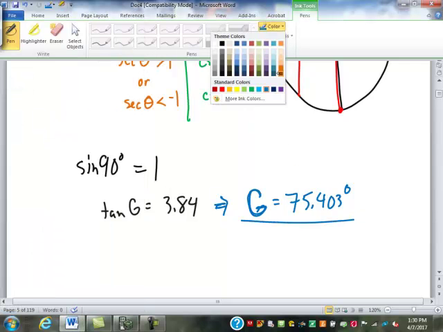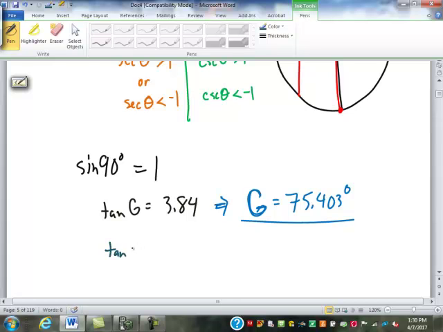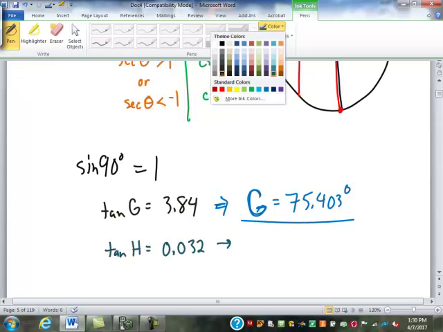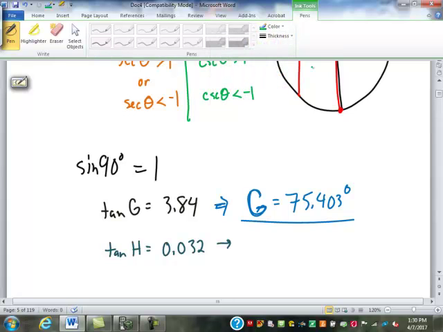How about if I tell you the tangent of H equals 0.032? 17.744. So you can see tangent has no restrictions. Tangent can be anything. It can be smaller than 1. It can be bigger than 1. Because of the nature of the tangent, it does not have restrictions.